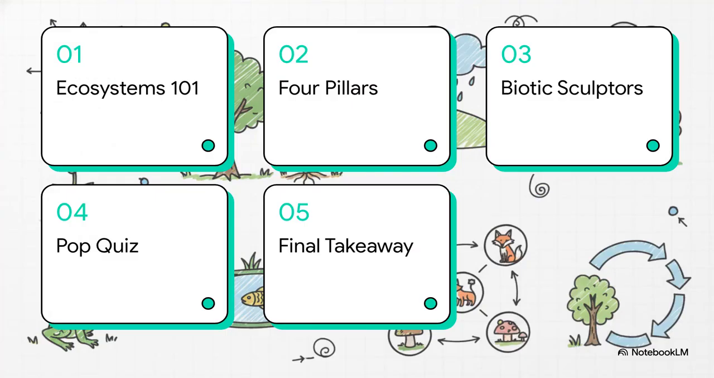So here's our game plan for today. First, we're going to knock out some essential vocabulary. Then we'll get into the big picture ideas, these 4 pillars that actually build ecosystems. After that, we'll zoom in on some really important species, hit you with a quick pop quiz to see what's sticking, and then we'll wrap up with the one big idea I really want you to take with you.